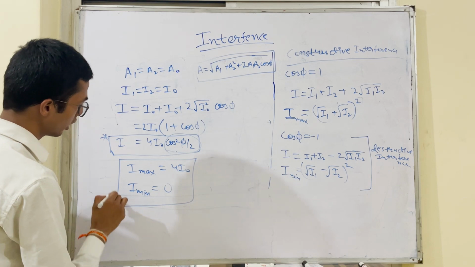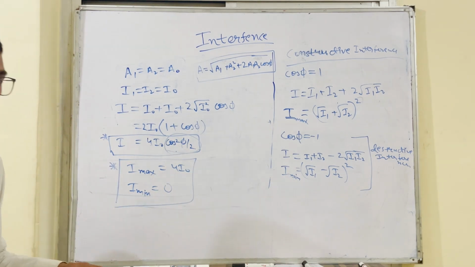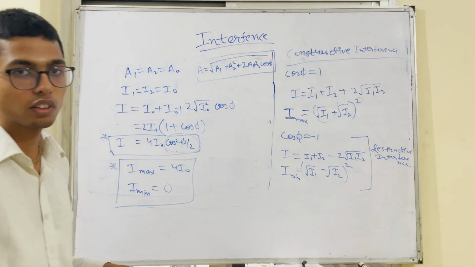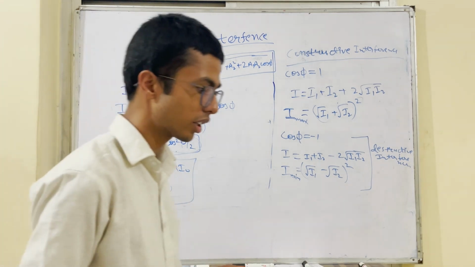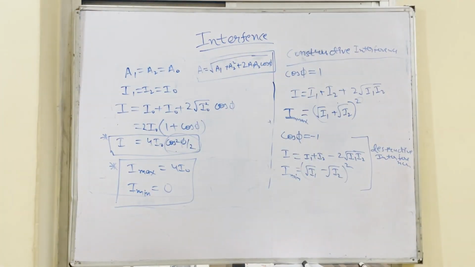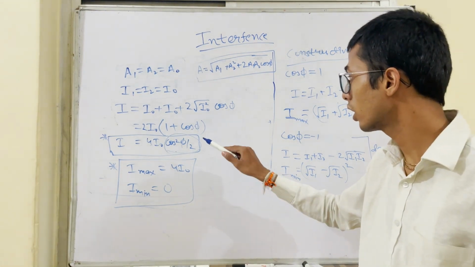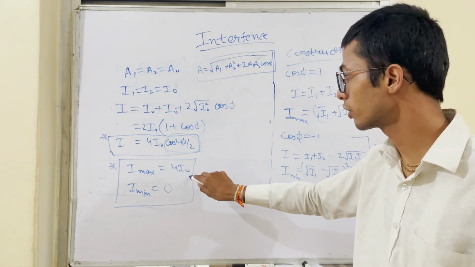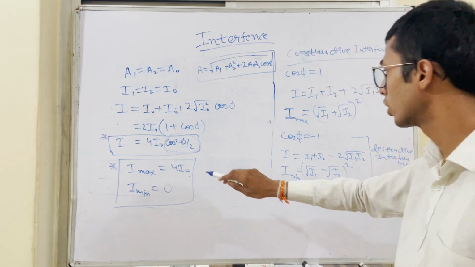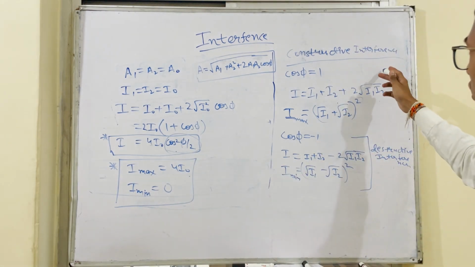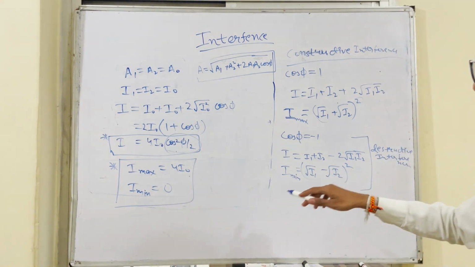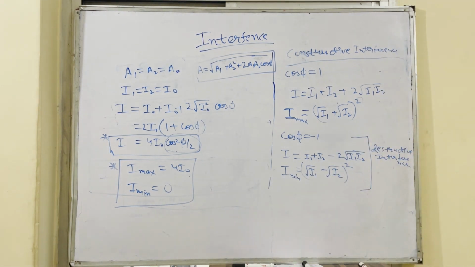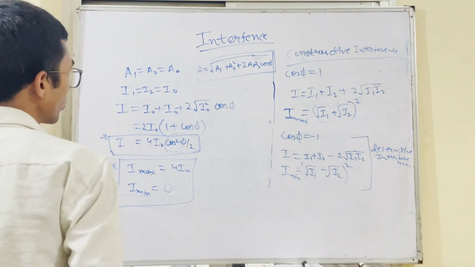This is very, very important. This will be of use to us further when we study YDSE. So this is the important thing to note down. So Imax from here comes as 4I0 and Imin will come as 0. So when will be Imax? When constructive interference occurs, and Imin when destructive interference occurs. Right?